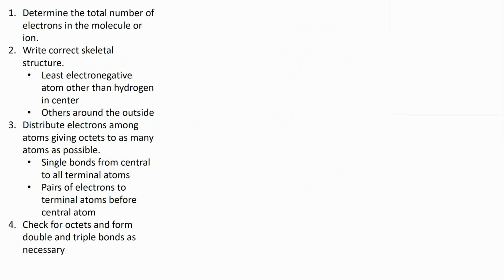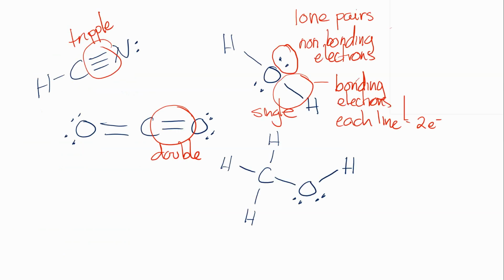Then we need to get the relative structural arrangement. We're going to put the least electronegative atom in the center and put the others around the outside. And then we start distributing electrons. And there's a set of rules for how we do this to help us get to the right structures as easily as possible. And the next couple videos will walk you through that.